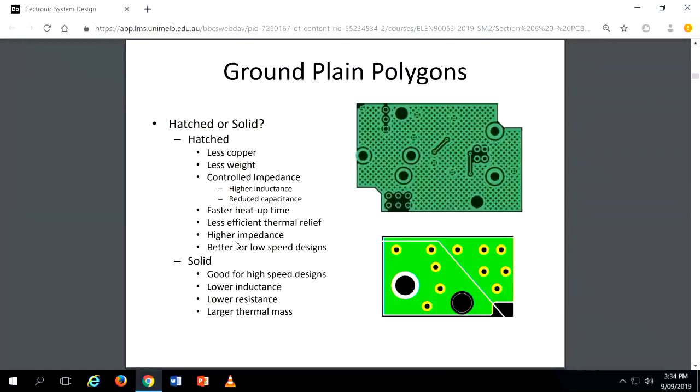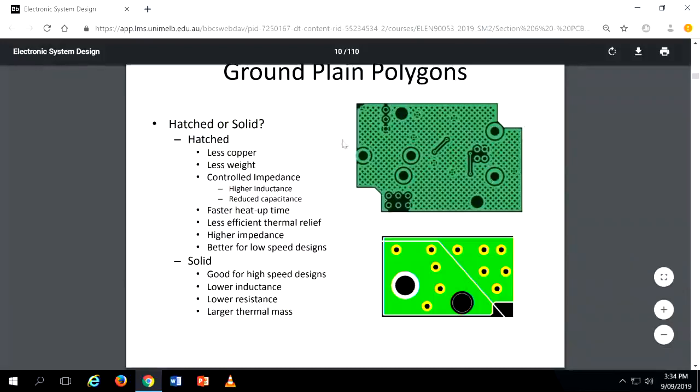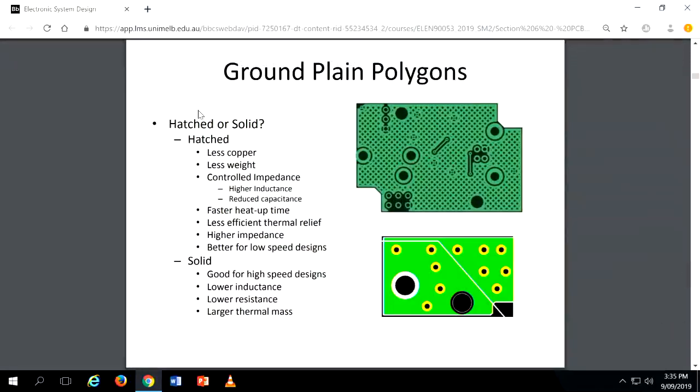Ground plane polygons. This one you might not have seen. In the old days you would see PCBs like that; now you have continuous copper. This one is called hatched or solid. So this one is hatched. There are two types of designs: when you put the copper for the ground plane, you may see solid or hatched. Maybe you haven't seen it. Has anyone seen a hatched plane PCB? Maybe, yeah. Okay, good. Sometimes what they do is make it hatched.